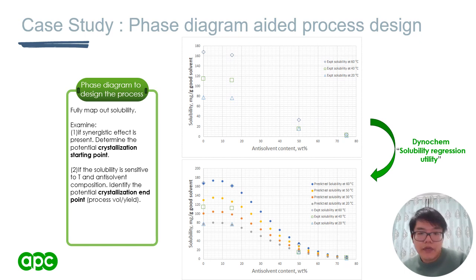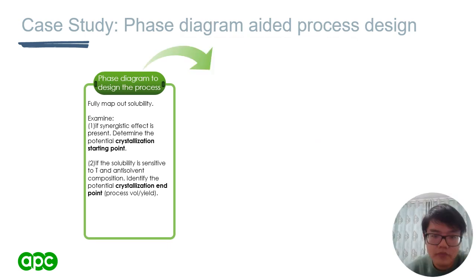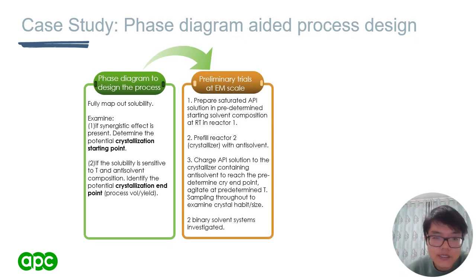So based on the shape of the solubility curve, if a synergistic effect is present, the corresponding maximum solubility can be used as the crystallization starting point. And based on the sensitivity of the solubility to the anti-solvent composition and temperature, it's possible to identify the potential crystallization endpoint. After the crystallization starting point and end point had been determined, we designed the crystallization process based on the solubility curve.